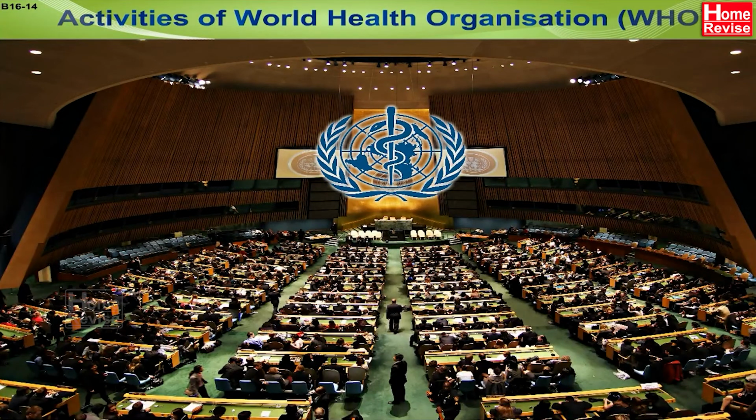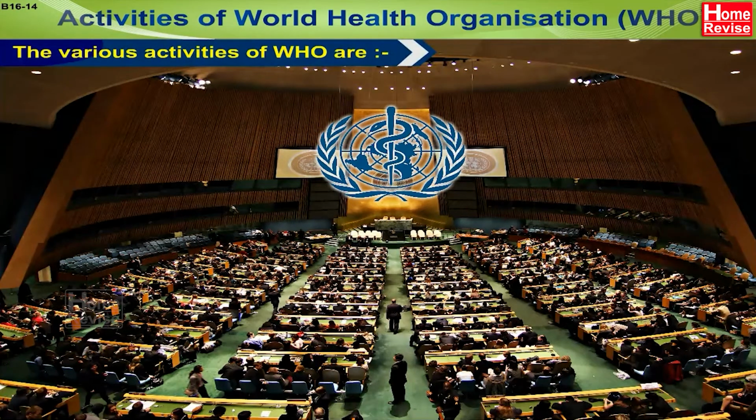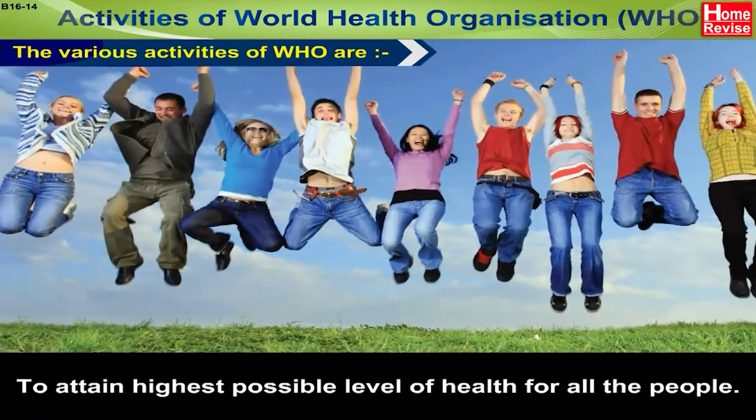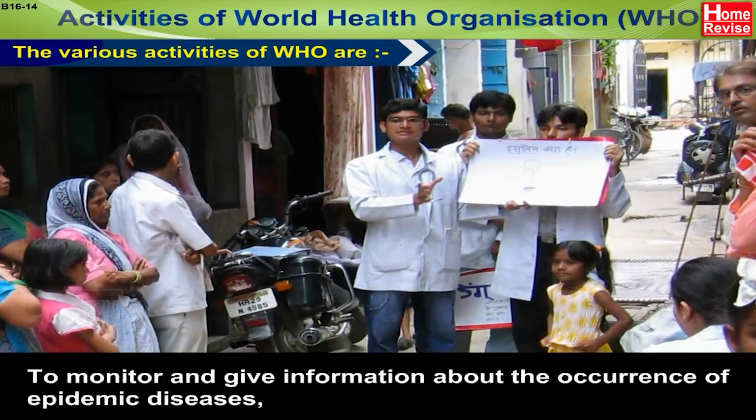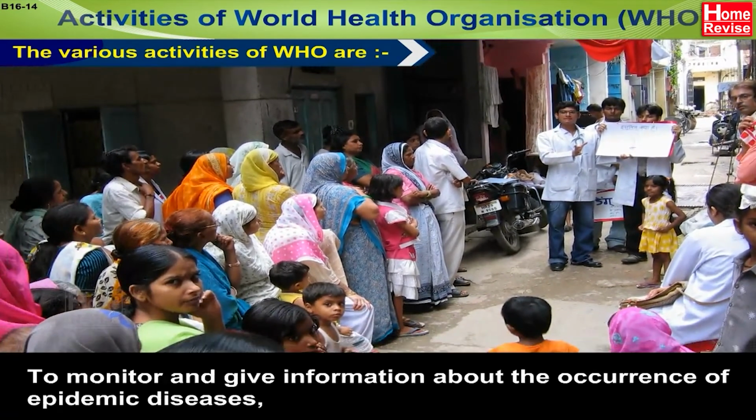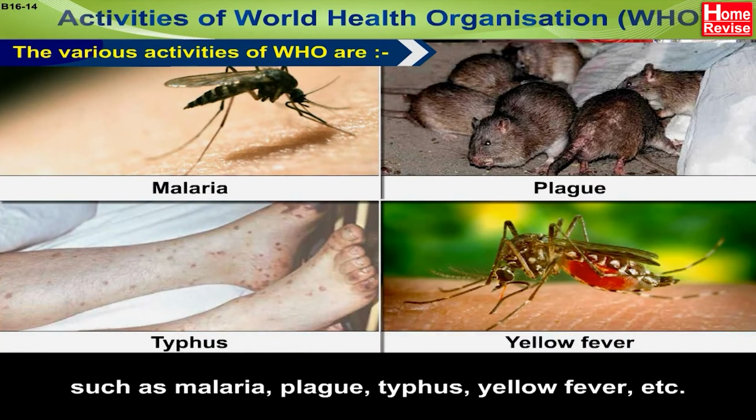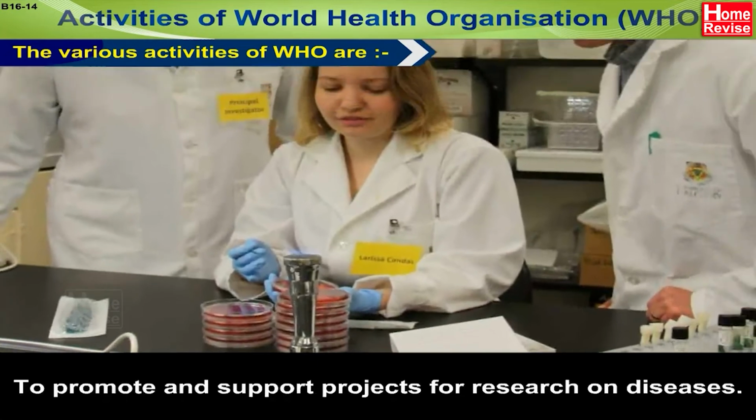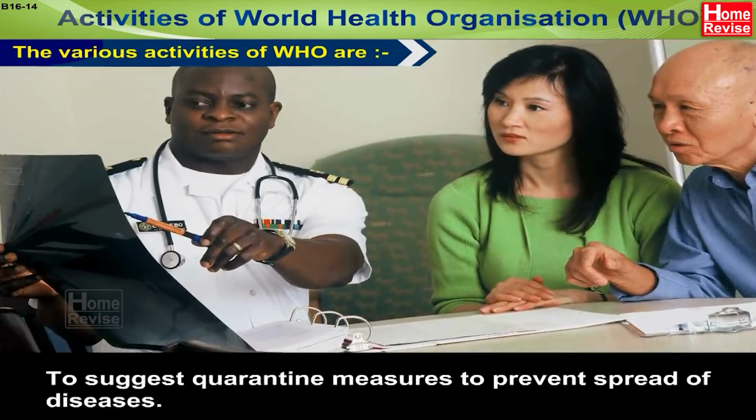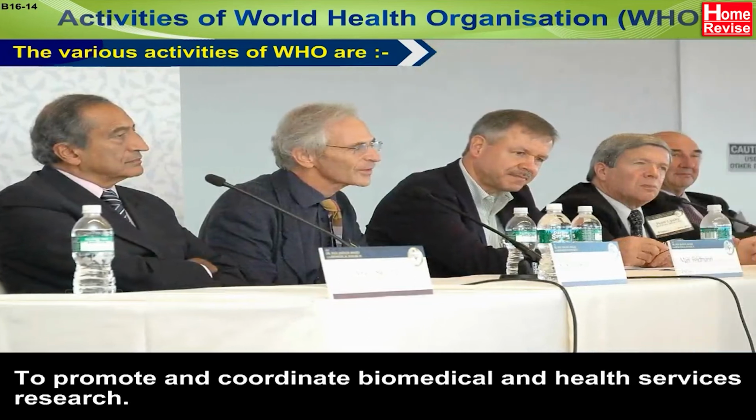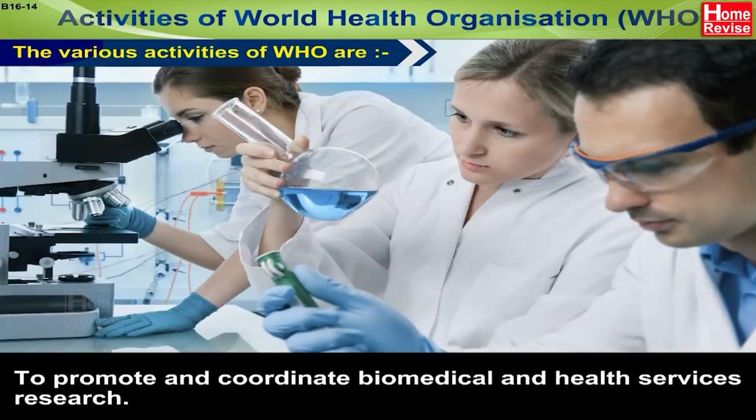Activities of World Health Organization, WHO. The various activities of World Health Organization are to attain highest possible level of health for all the people, to monitor and give information about the occurrence of epidemic diseases such as malaria, plague, typhus, yellow fever, etc. To promote and support projects for research on diseases. To suggest quarantine measures to prevent spread of diseases. To promote and coordinate biomedical and health services research.